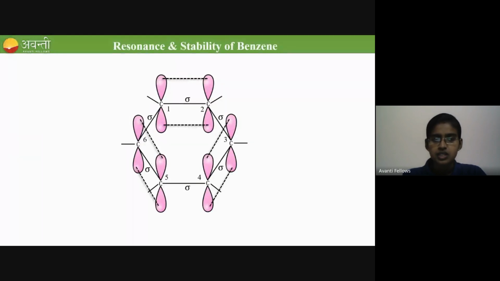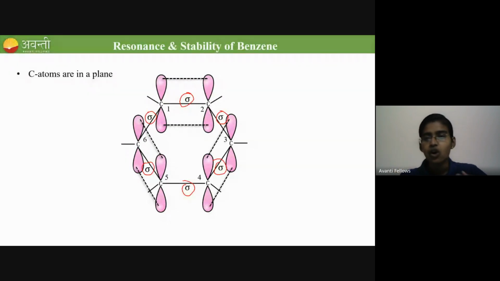This is the orbital representation. We have 6 carbons, and here we have carbon-carbon sigma bonds. How many carbon-carbon sigma bonds do we have? 1, 2, 3, 4, 5, 6. Very good. Yes, 6 carbon-carbon sigma bonds. And we have 1 unhybridized p orbital for each carbon, and there is 1 electron present in each of those unhybridized p orbitals.